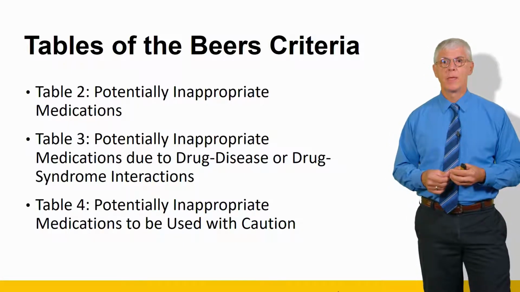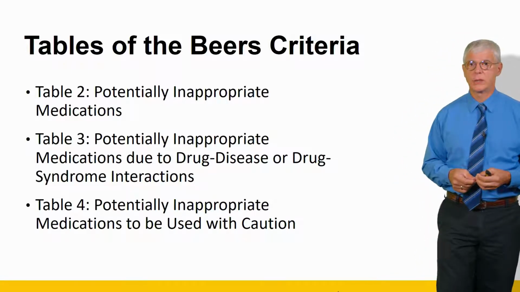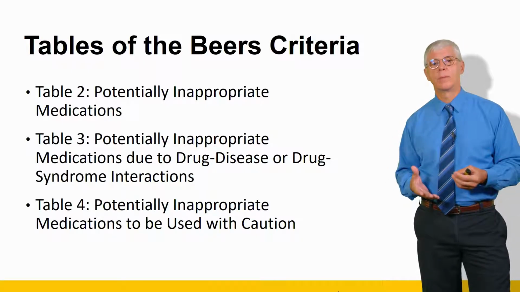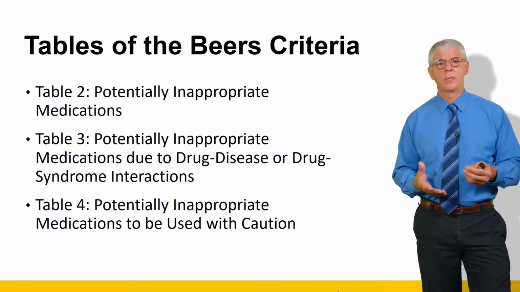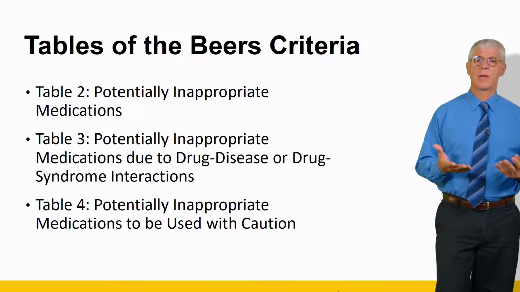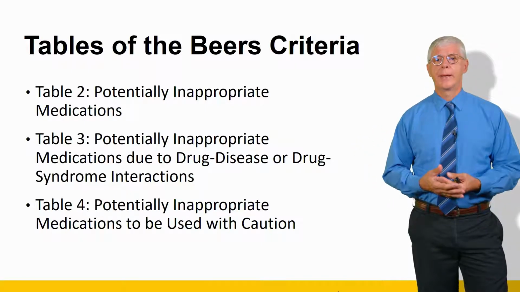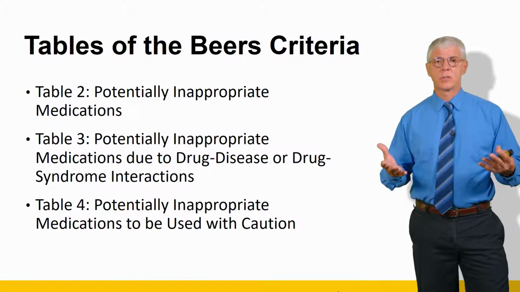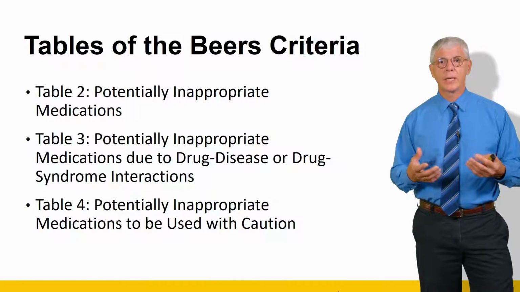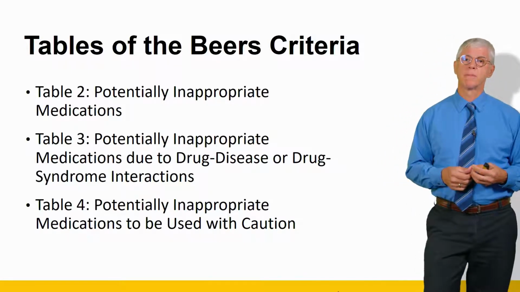Table 3 is another table that has been in numerous revisions of the Beers criteria. And this is what we call the drug-disease, drug-syndrome list. And these are medications that by themselves may not be so bad. They may not be horrible for a given person to take. However, a person that has a certain disease state or syndrome might actually be harmed by this medication. And we'll go through some examples of that when we do our cases.